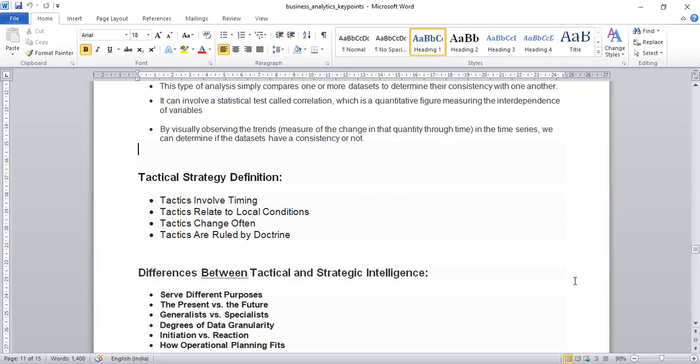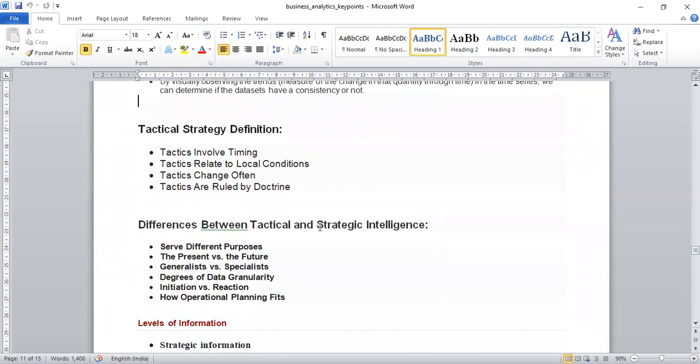Then come to tactical strategy. Now we know there are three types of strategy: strategic, tactical, operational. In the last session we touched on this a little bit, but I told you that I will deal with these things further. So these are the tactical strategy definitions.